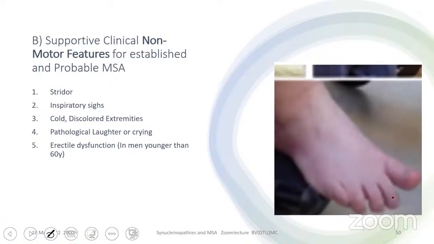And you see there is stridor. I'll show you some videos of stridor, inspiratory sighs, cold, discolored extremities. You can see them. Pathological laughter or crying, and erectile dysfunction in men younger than 60 years. So these are the supportive clinical non-motor features. You have seen the motor features, you have seen the non-motor features. Let's see the stridor and the sleep associated problems in this. Let's see how it goes.